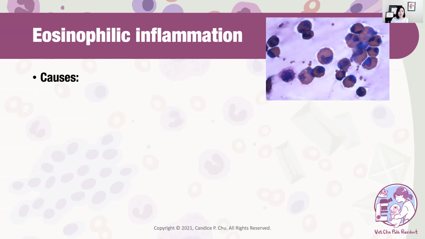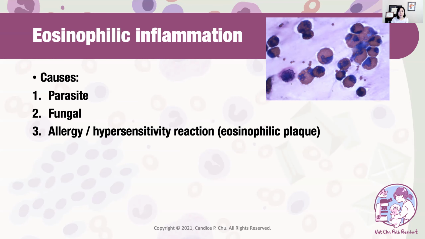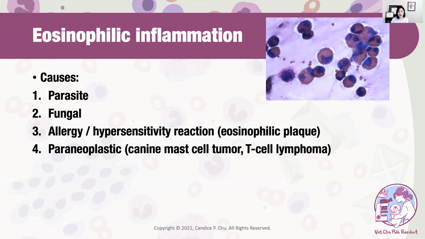All right, then move on to eosinophilic inflammation. I think this is a type of inflammation that you're most familiar with. And usually students can think about some common causes. For example, parasite is the obvious one. Fungal infection is another one. Also allergy, hypersensitivity reaction, paraneoplastic, especially in mast cell tumor, also T-cell lymphoma.